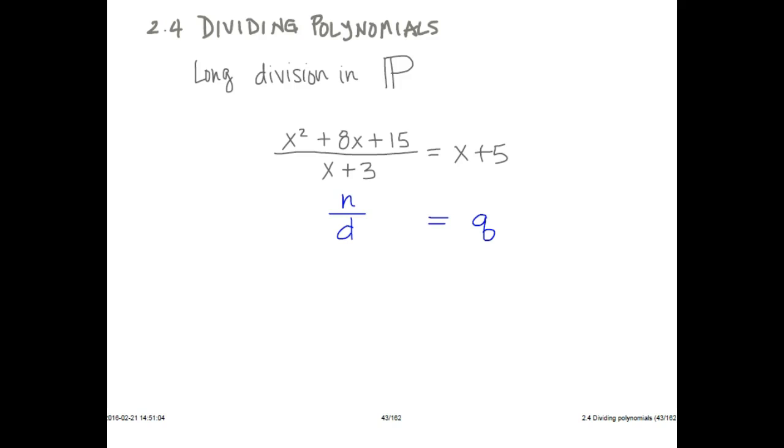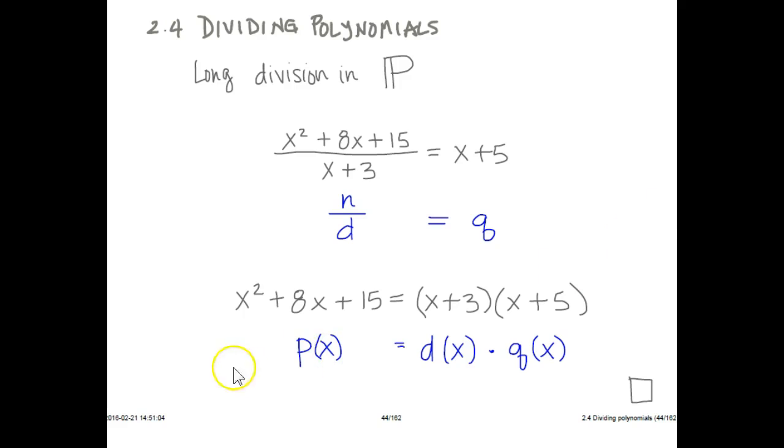Number over divisor is equal to quotient, and in other words, the polynomial that we started with is equal to the product of these two factors, and in this case the divisor times the quotient. So, you write it either way, it means exactly the same thing.